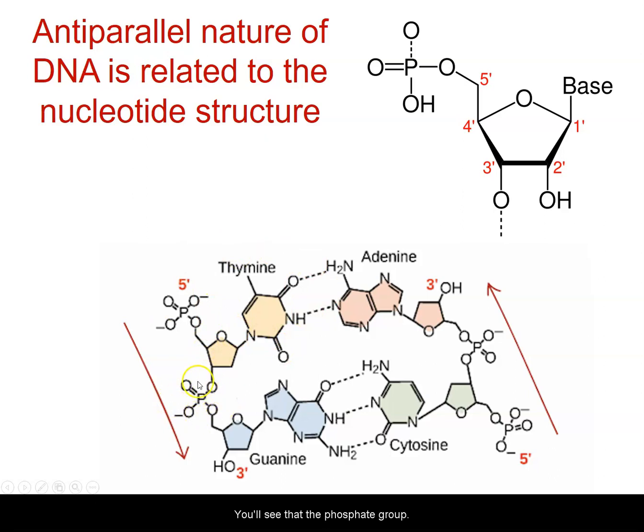You'll see that the phosphate group of the guanine is bound to the 3' OH group of the thymine. So the 5' carbon has the phosphate group, the 3' carbon has an oxygen that's ready to bond with something. And in this case, the phosphate group bonds. We have a hydration reaction or condensation reaction, and as a result you release water.